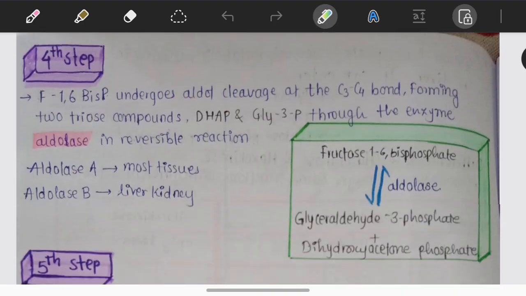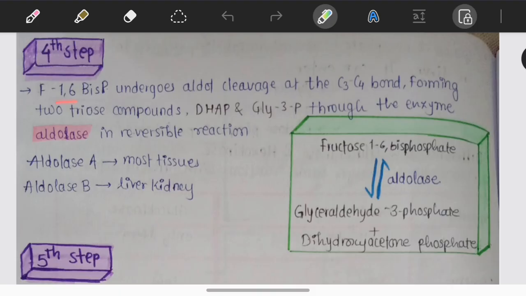Next we will see the fourth step. Fructose 1,6-bisphosphate undergoes aldol cleavage at the C3-C4 bond, forming two triose compounds, DHAP and glyceraldehyde 3-phosphate, through the enzyme aldolase in a reversible reaction. Fructose 1,6-bisphosphate converts into glyceraldehyde 3-phosphate and dihydroxyacetone phosphate using the enzyme aldolase.